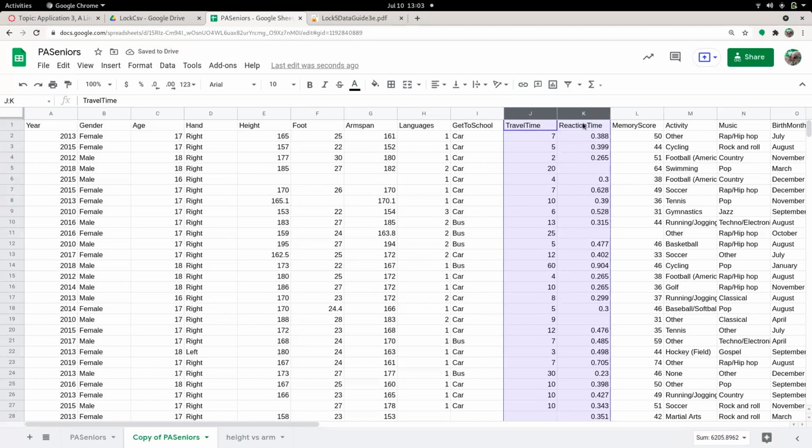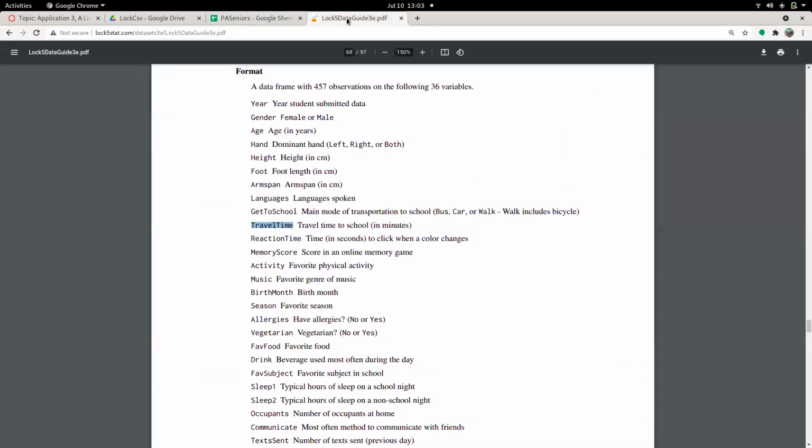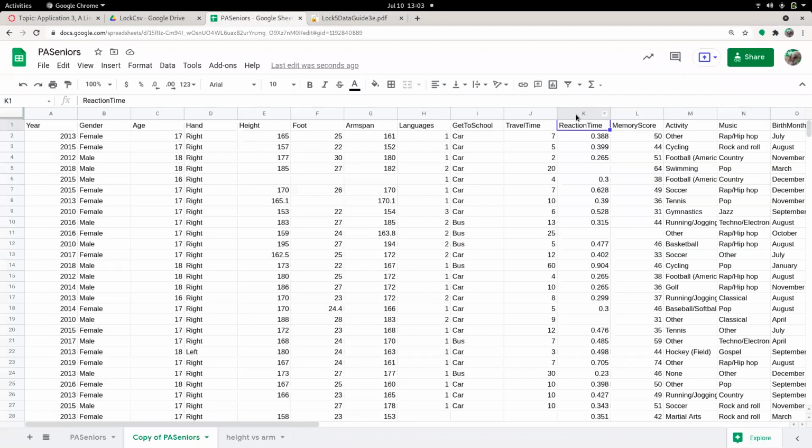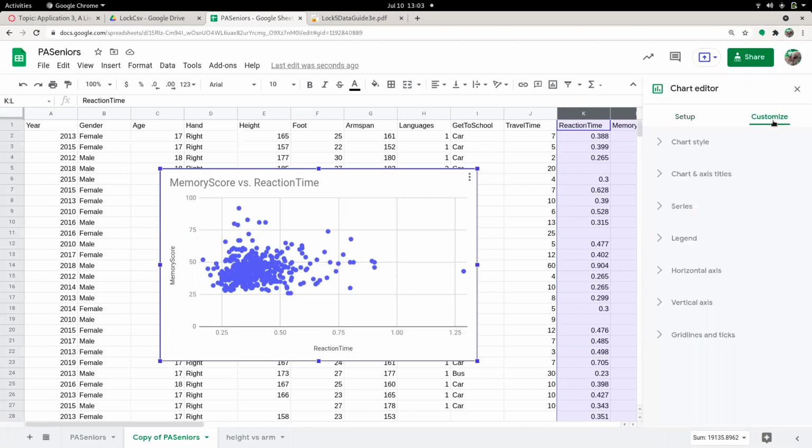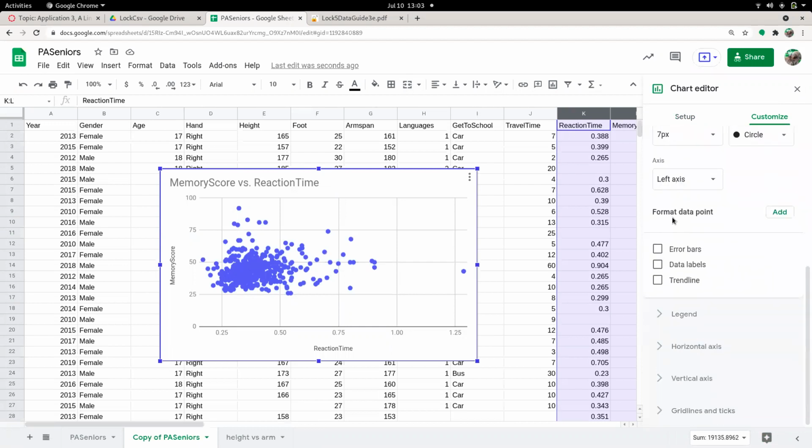Reaction time versus memory score. Oh, two things related to the mind, I think. Let's see, what do those mean? Reaction time, time in seconds to click when a color changes. Memory score, score in an online memory game. Maybe those two things are related. Let's see, reaction time, memory score, graph. Ooh, that looks like a cloudy mess. Might kind of see an uphill trend to that slightly, so maybe I'll go to series, throw the trend line on there.